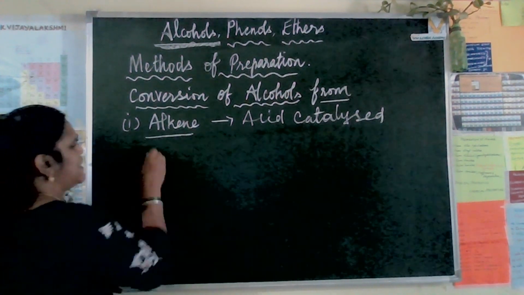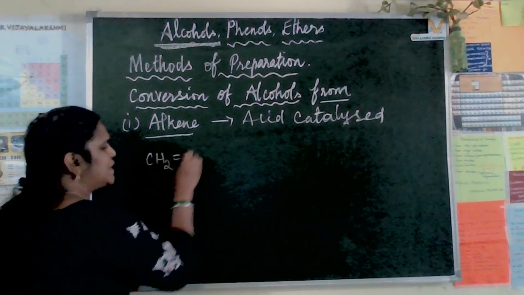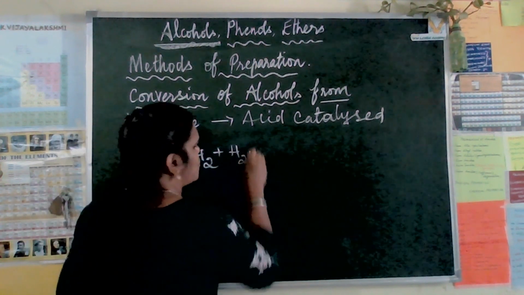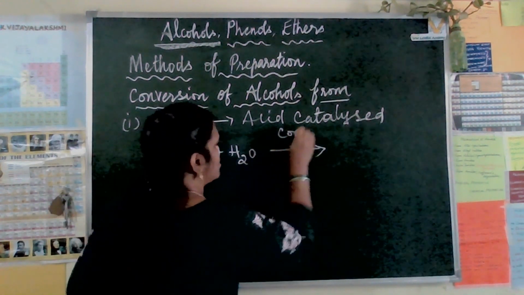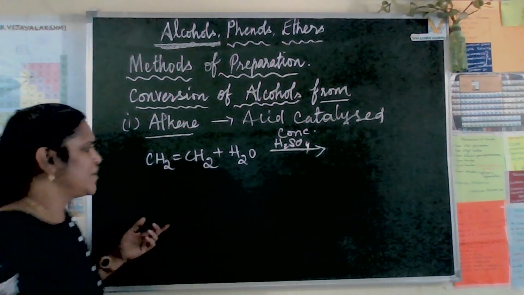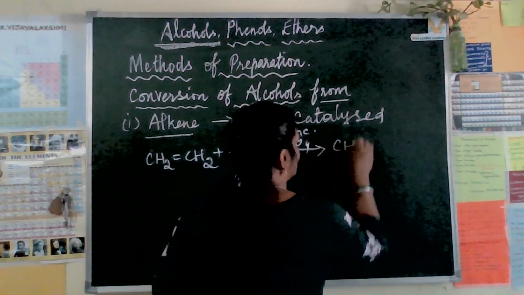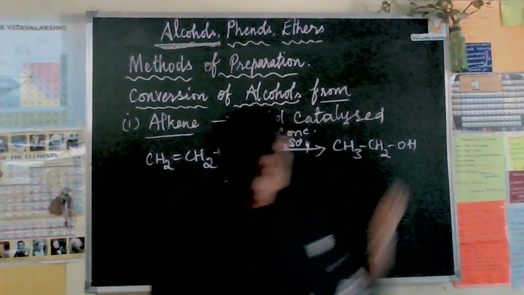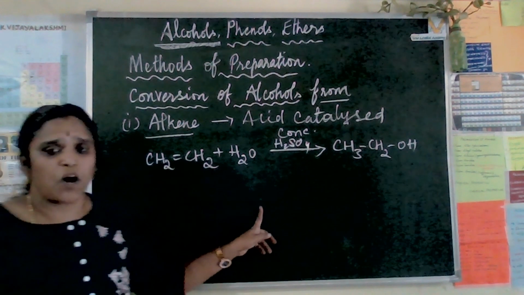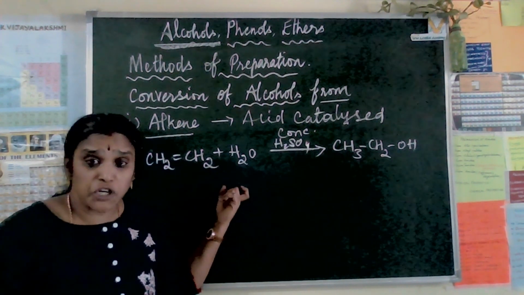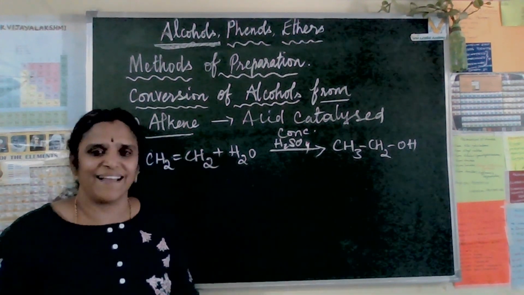Simple. Alkene, for example CH2 double bond CH2, combined with water in the presence of concentrated sulfuric acid, what are you going to get? You are getting CH3 CH2 OH. So alkene reacts with water in the presence of concentrated sulfuric acid. An addition reaction takes place, and you are getting alcohol.